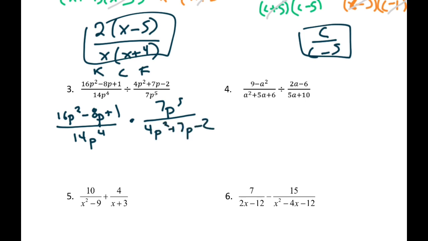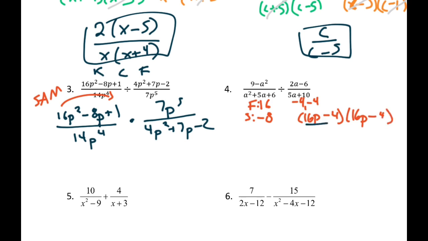Now I'm going to factor these off to the side and then just erase them because it's hard to write on an iPad. So top left, we're going to factor this using SAM. So we have to multiply 16 times 1. So I'm going to find factors of 16 that have a sum of negative 8. So that would be negative 4, negative 4.